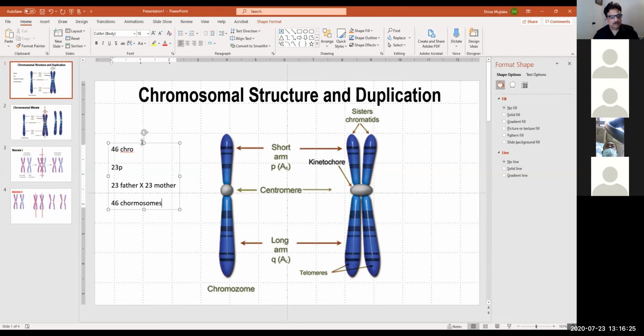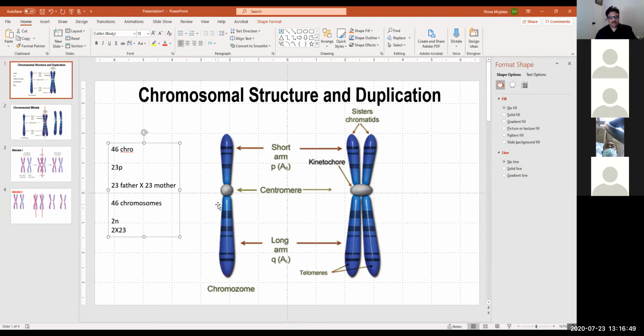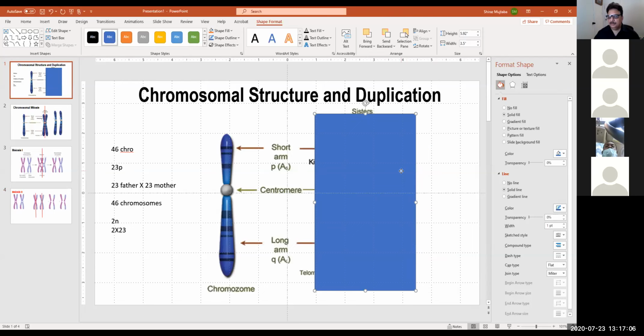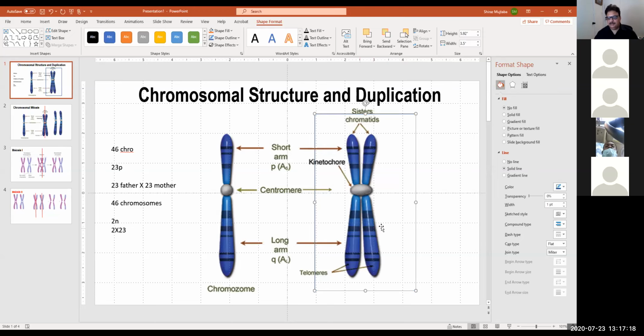But they're not 46 different. They are pairs. 23 from father, 23 from mother. So it is called 2N because it is two sets of 23 chromosomes. So it becomes 23 pairs. In many books, students, so that's the reason I am giving so much emphasis on this chapter. So many students think that chromosomes look like this, but actually chromosomes are like this.